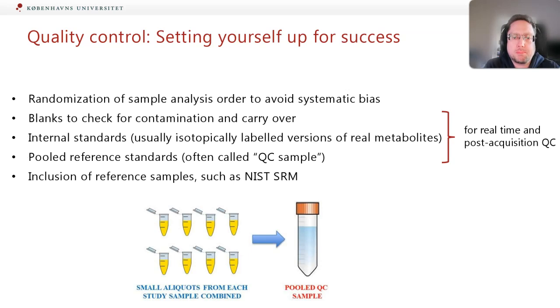Okay, before we get to what we can do about it, let's go back to the beginning, before you analyzed anything in the lab, and set you up for success. First, if you do nothing else right in this world, make sure that you always randomize your samples. Otherwise, you will never be able to know if what you see in your data is the truth or just an effect of the order in which you analyzed your samples. Next, inject blanks to check for carryover and contaminants.